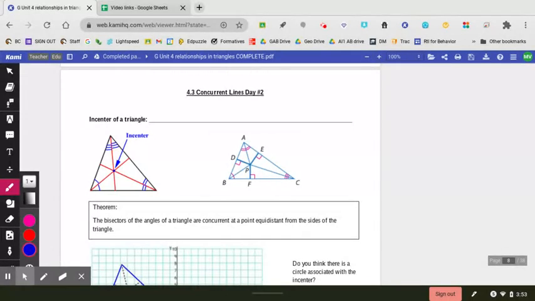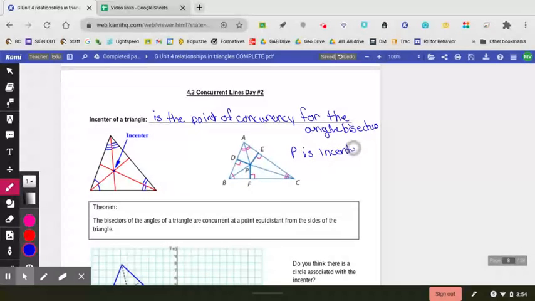The incenter of a triangle is the point of concurrency for the angle bisectors. The angle bisectors of a triangle will always intersect at one point, which is called the incenter. So in this triangle over here, P is the incenter because it's where the angle bisectors meet.